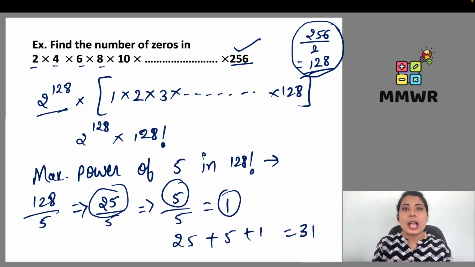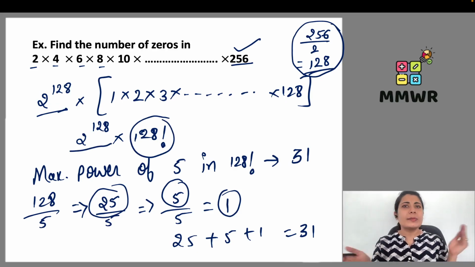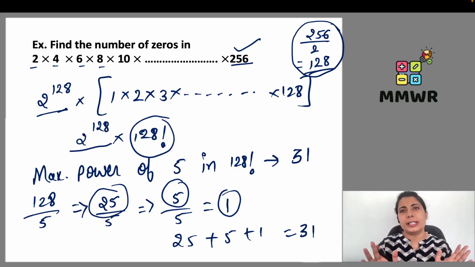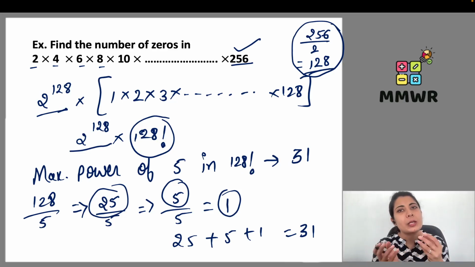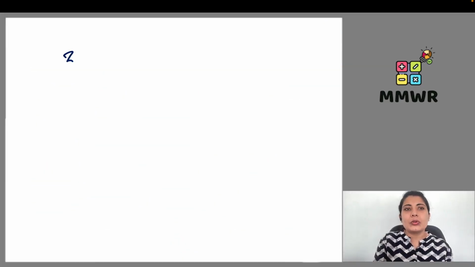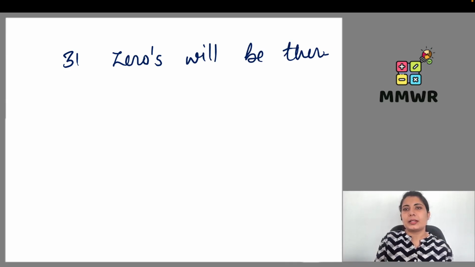So how many fives are there? 31 fives are there. So 5 to the power 31 we have. Here already we have 2 to the power 128, and from here we will get more 2's, but we need equal quantity. Only as many 2's as there are 5's can make 10. Extra 2's we can't do anything with. So 31 zeros will be there at the end.